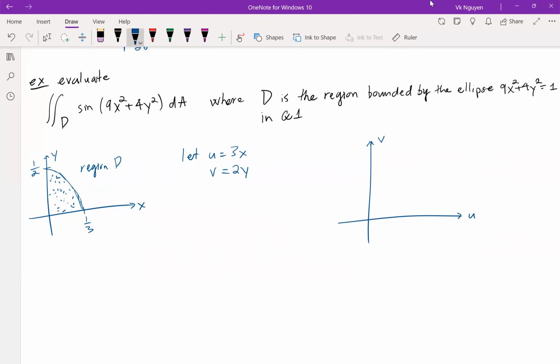Then what is going on here? u squared plus v squared is 1, because 9x squared plus 4y squared equal 1. So u squared plus v squared equals 1. That means a part of the circle, your region S here.